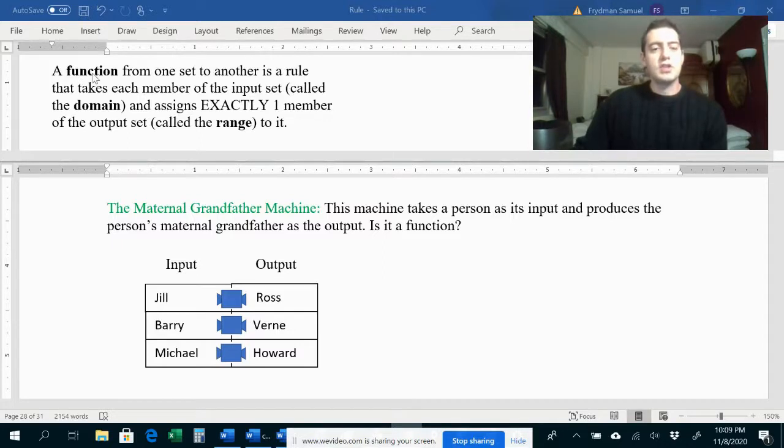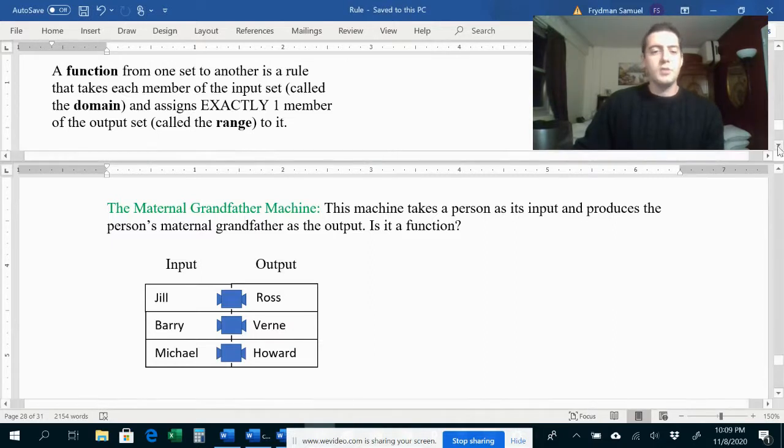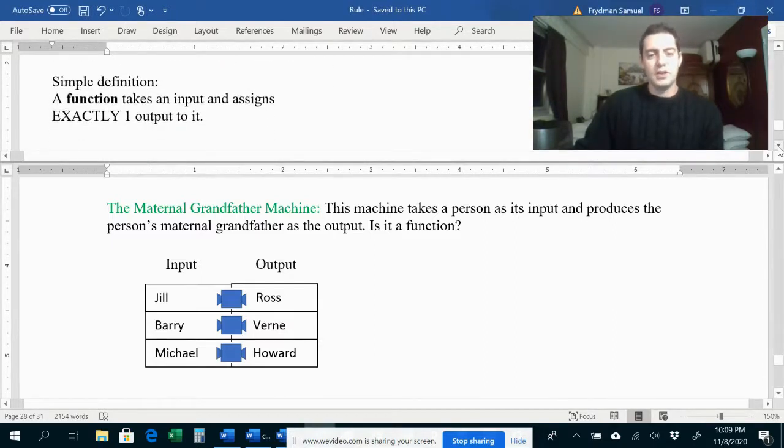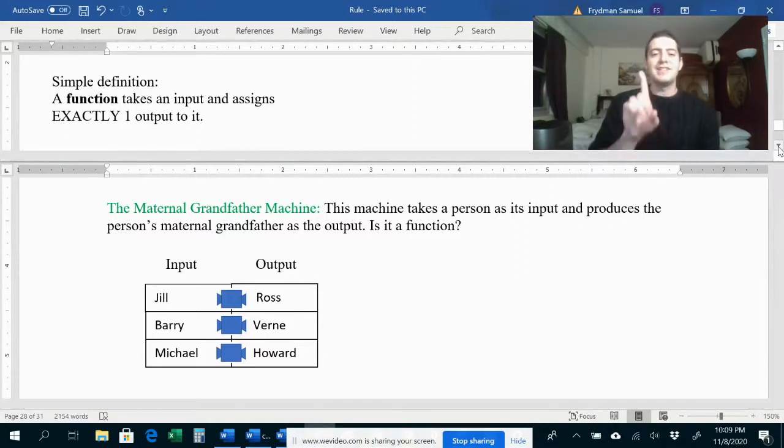So a function is just a rule that takes a member of one set and assigns to it exactly one member of the other set. And the input set is called the domain, and the output set is called the range. But honestly, in this video, I don't want to get bogged down too much with talking about domains and ranges. We'll do that a little bit more later. So right now, I'm just going to give you a very simple definition of what a function is. A function takes an input and assigns exactly one output to it.